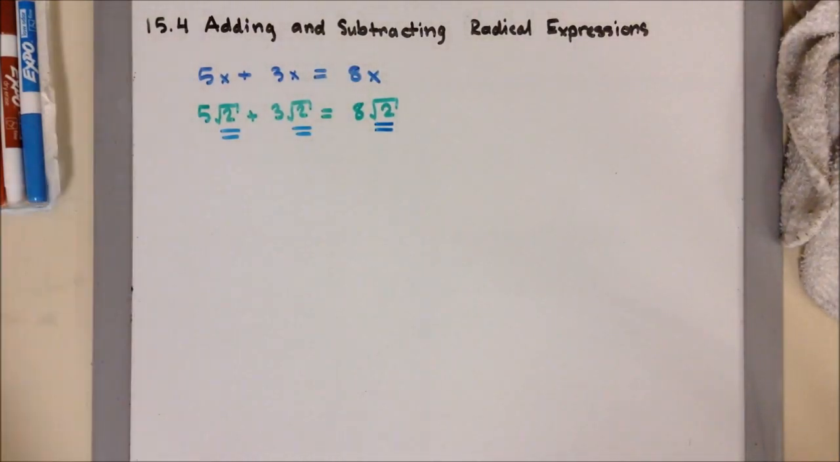Now, if a problem does not have like radicals at the very beginning, then you have to double check if you can simplify, which you will see with the following examples.